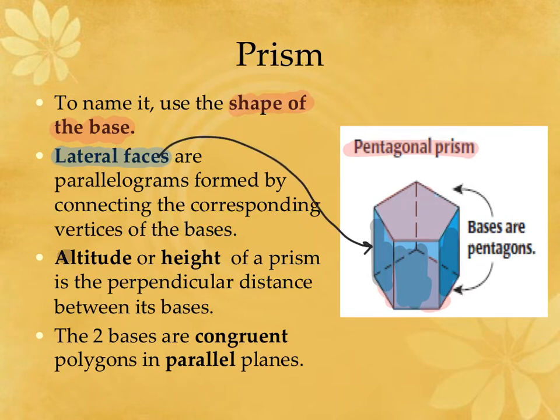The altitude or height of the prism is the perpendicular distance between the bases. So one of the edges of the lateral faces, those would be heights or altitudes. They have to be little right angles. And the two bases are congruent polygons in parallel planes. Congruent meaning that they would be the same size. This is going to be the same size as this. Parallel meaning they'll never touch. That's because they are separated by these perpendicular segments.